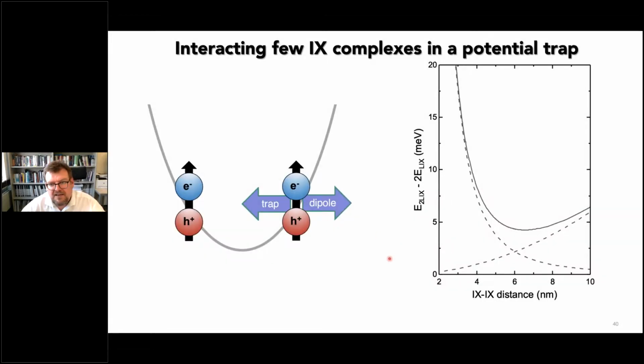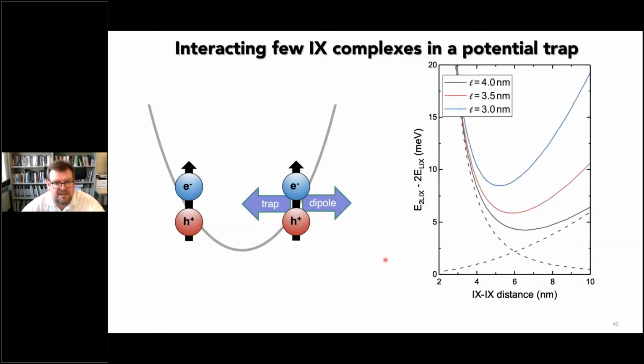We've actually done this in a slightly more sophisticated way. So this is for different characteristic trapping potential length scales, going from strong, large characteristic energies in the parabolic confinement potential to weaker ones. And we can calculate that the average separation of 2 excitons in the trap will of course change depending on the characteristic energy.